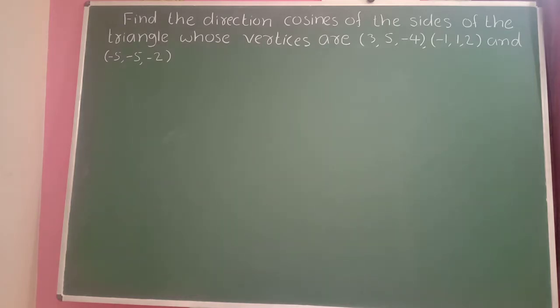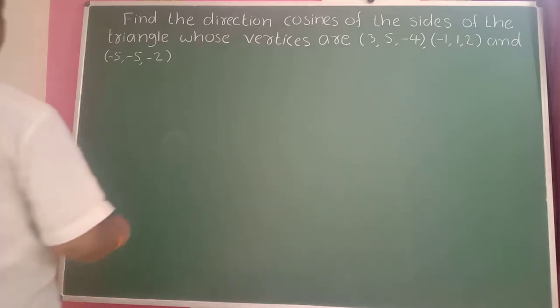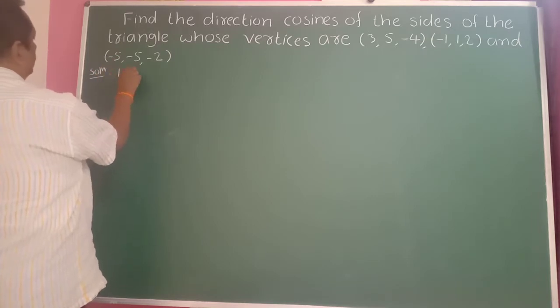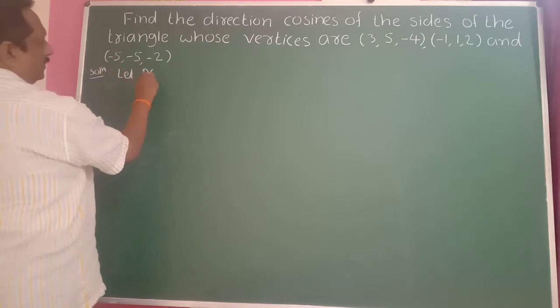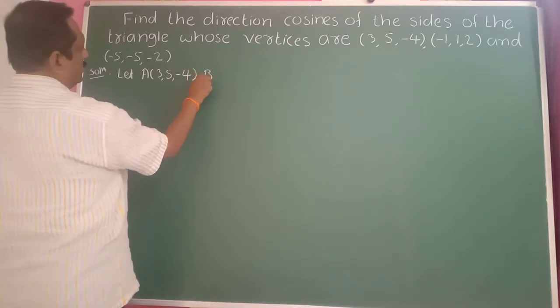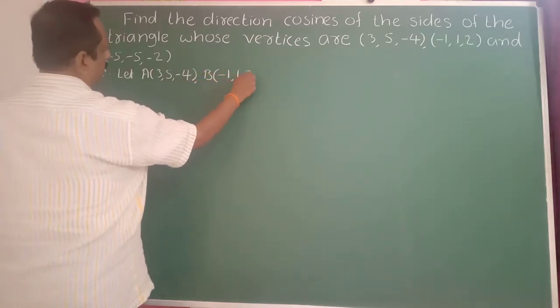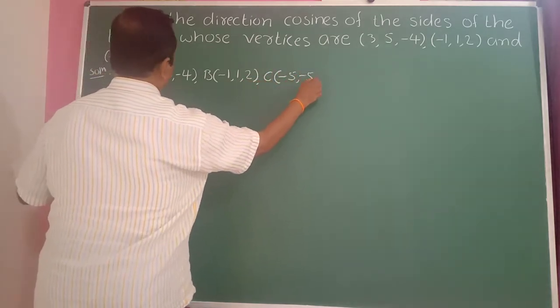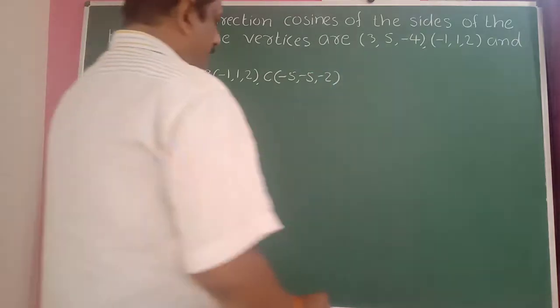Find the direction cosines of the sides of the triangle whose vertices are (3, 5, -4), (-1, 2, 1), and (-5, -5, -2). Take the solution: let the coordinates of A be (3, 5, -4), B be (-1, 2, 1), and C be (-5, -5, -2), the vertices of a triangle ABC.